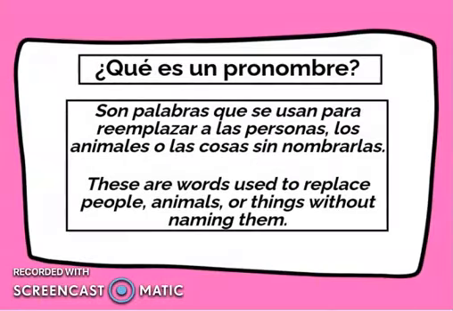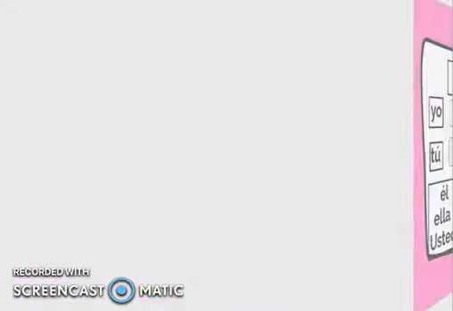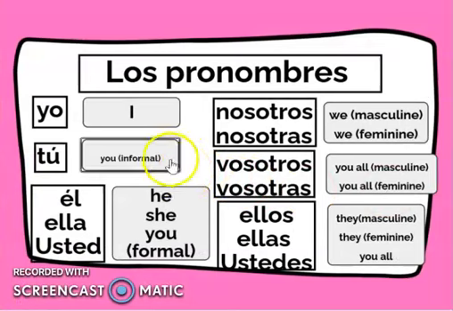Vamos a comenzar. So what is a pronoun? Pronouns are words that they use in order to replace people, animals, and things without naming them. Okay, so in English we have I, in Spanish we have two yo's. So I want you to take note.